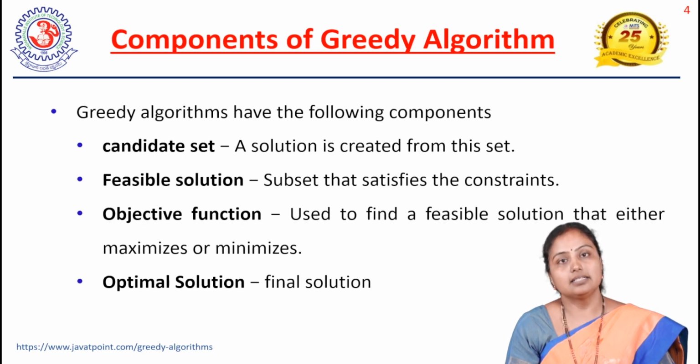How we are getting this optimal solution? We are creating feasible solutions to the subproblems. These feasible solutions are satisfying the objective function. So based on all the feasible solutions we got from the subproblems, finally we will get one solution, that is called optimal solution. So all this terminology is very important to understand about the greedy algorithm.